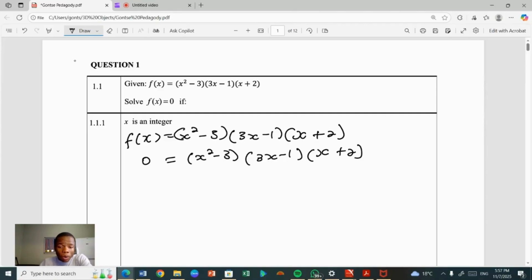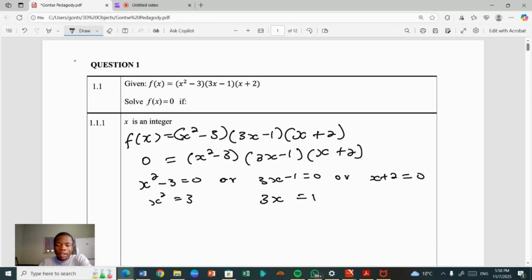So from here you solve for x, right? So you have three equations. You just use the zero factor law, which is you're going to say x squared minus 3 is equal to 0, or 3x minus 1 is equal to 0, or x plus 2 is equal to 0. Then from here you solve for x. So you'll have x squared is equal to 3, then 3x is equal to 1, and x is equal to negative 2.